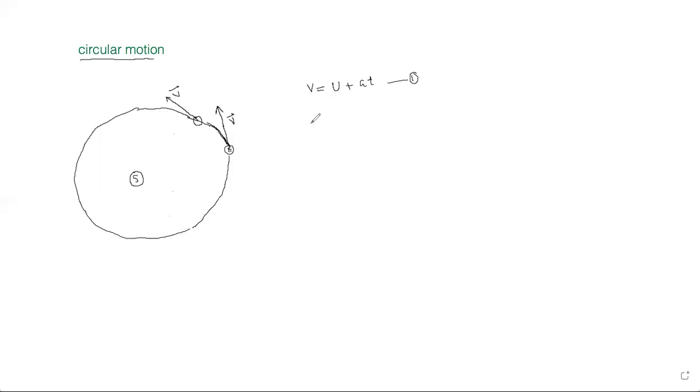Now we can say that an object moves in circular motion with constant speed. And if the speed is constant, it is not necessary that the velocity is also constant. So velocity is not constant.